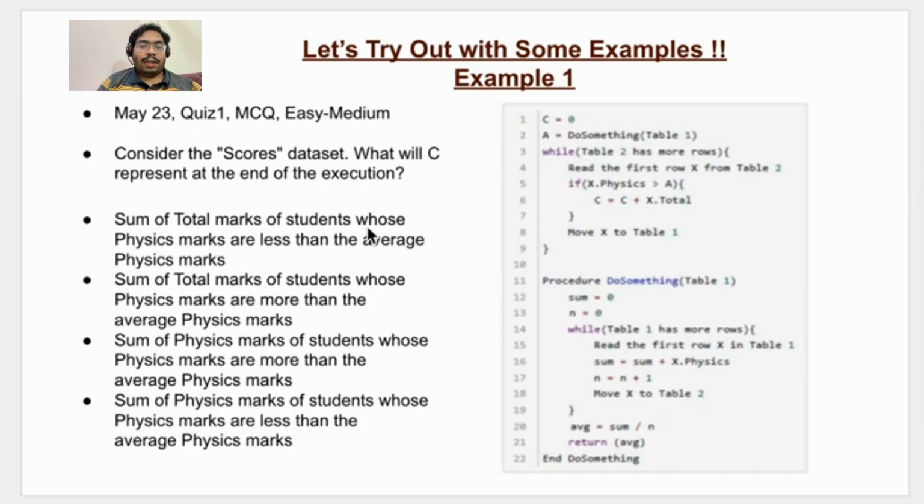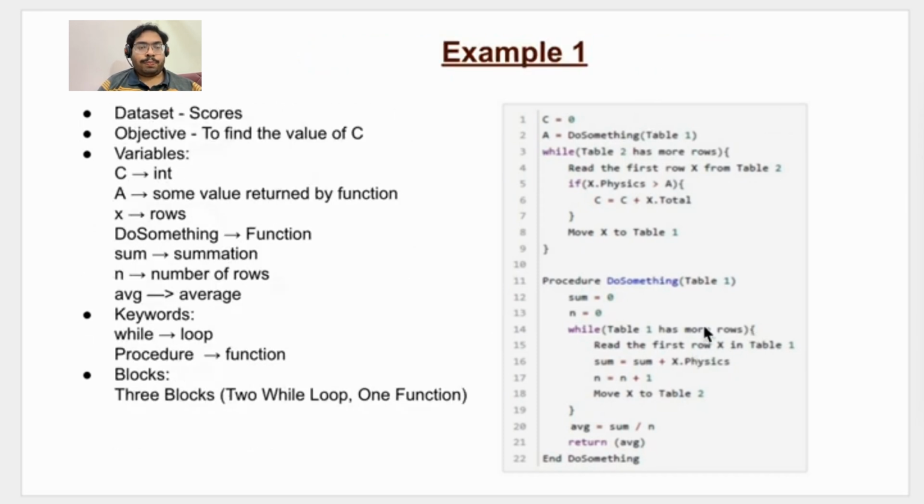Now you will understand there is a scores data set, and there is an objective. What is the objective? You need to find what this C variable is representing at the end of execution. These are some of the options available here, and this is our pseudocode. Let's see how to approach it. Here the data set is scores, the objective is to find the value of C, and then the different variables.